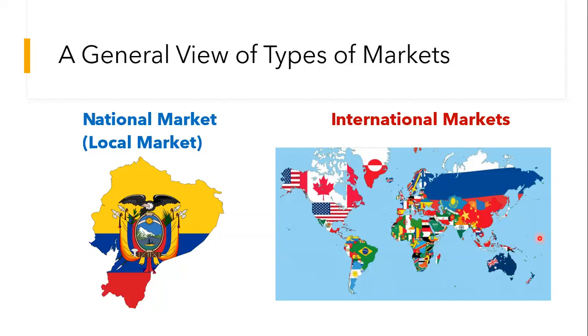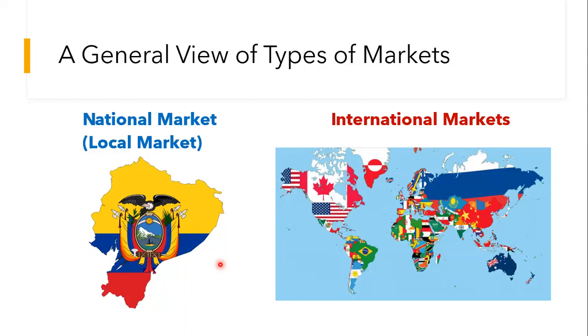On the left, we have our country. Because we live here, because we work here, and because maybe we have business here, we are going to call it national market or local market. Local means national, means in this country. So we can make business, we can work, we can buy and sell products and services only in Ecuador. And we have the whole national market.